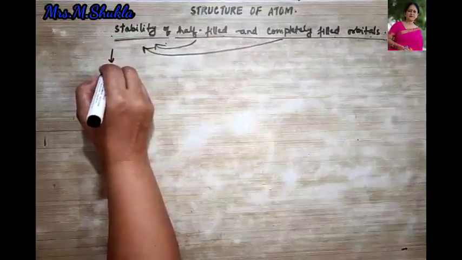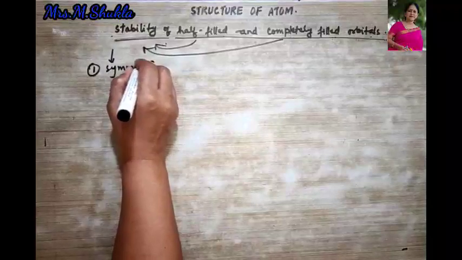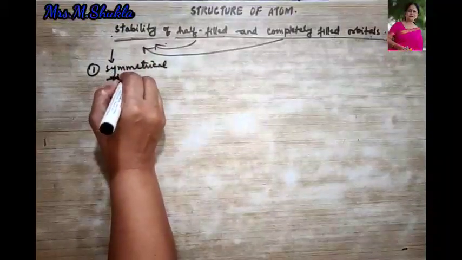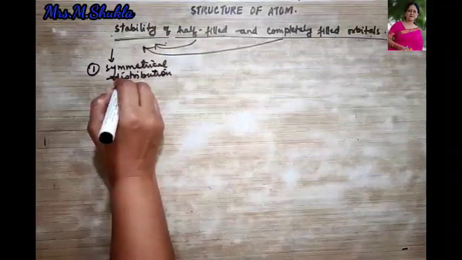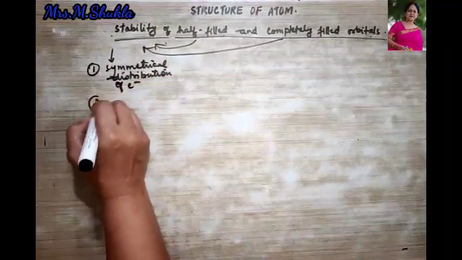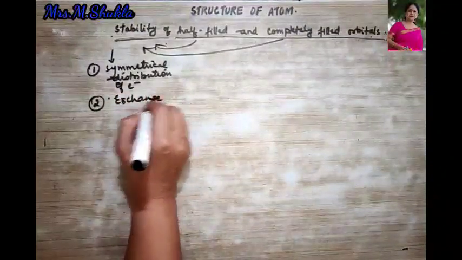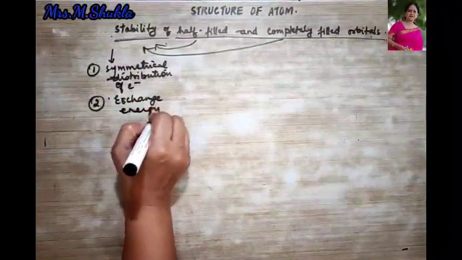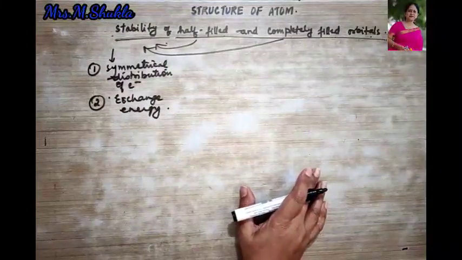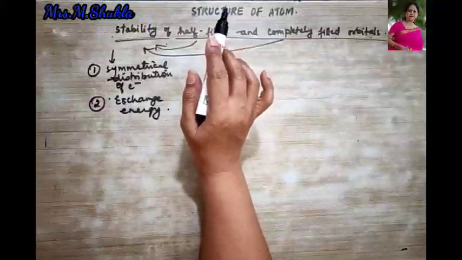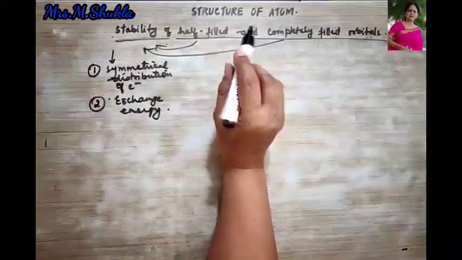The first reason is the symmetrical distribution of electrons, and the second point is the exchange energy. Clear? All these points you will come to know as I proceed with my explanation. So firstly, let us understand what we mean by half-filled and completely filled orbitals.